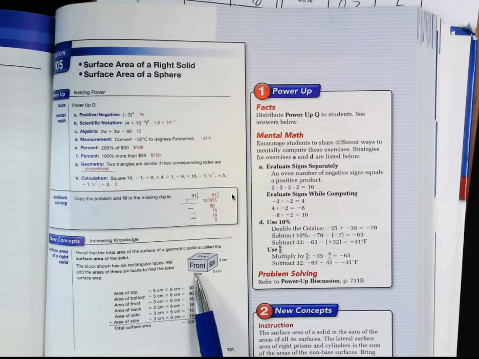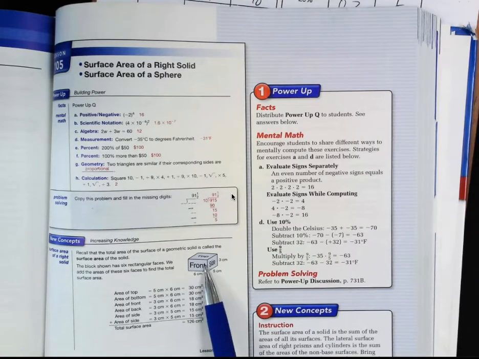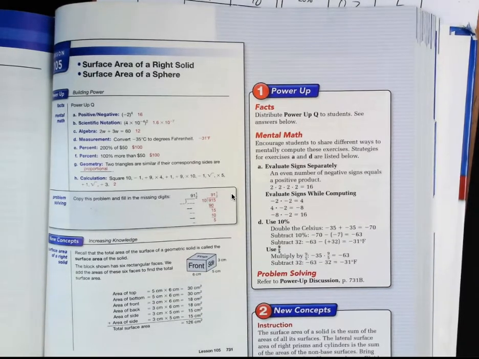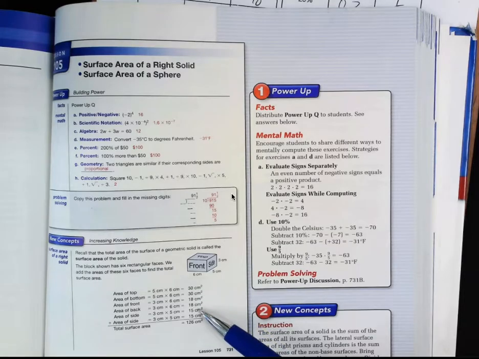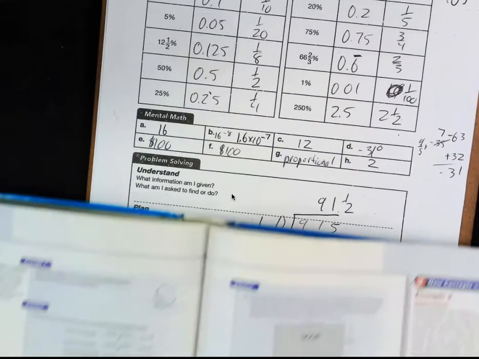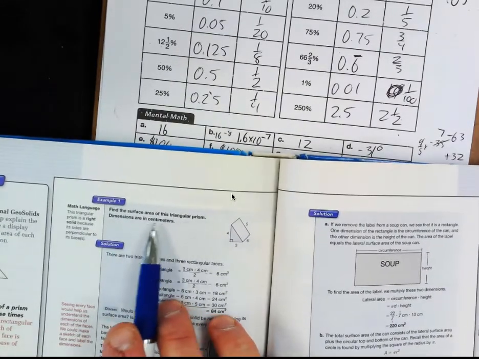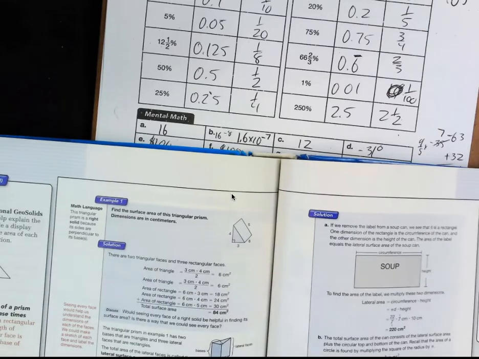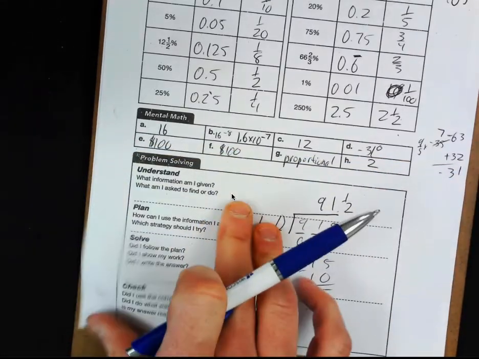Remember how we did it? We just paired, added, and then we doubled. And so that's why we only did it in 3, because you just took it 3 times 2 at the end. Okay, example 1 says, can you do the same thing? Find the surface area of this triangular prism. Dimensions are in centimeters. Back to your quiz.